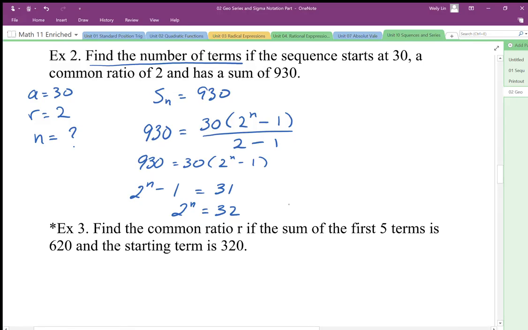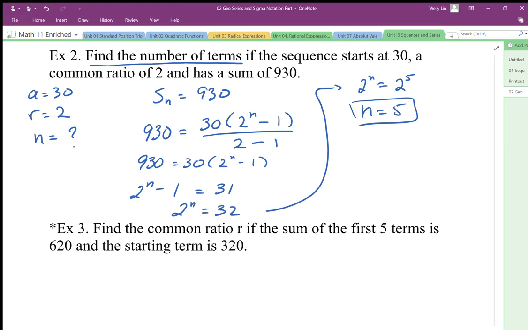So based on just counting this, we can say, maybe I'll write this a little bit more formally, that 2 to the power n is equivalent to 2 to the power 5. So 32 is the same as 2 to the power 5. And we can make the argument then that if those are both equal, then the exponents must be equal. So the number of terms must be 5.